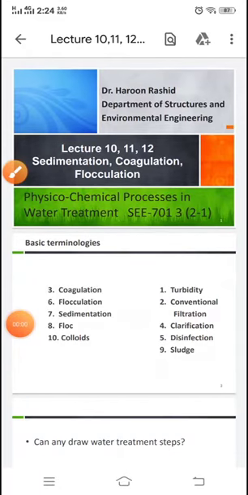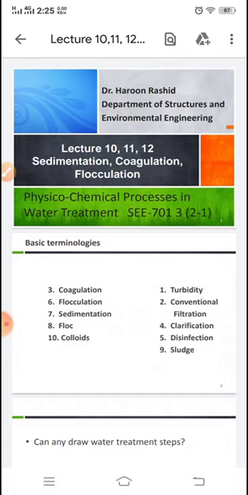Rahim. Today's lecture is about sedimentation, coagulation, and flocculation. These are the most important physiochemical processes concerned with environmental engineering, and they take place in different reactors related to our wastewater treatment plants and water treatment plants.